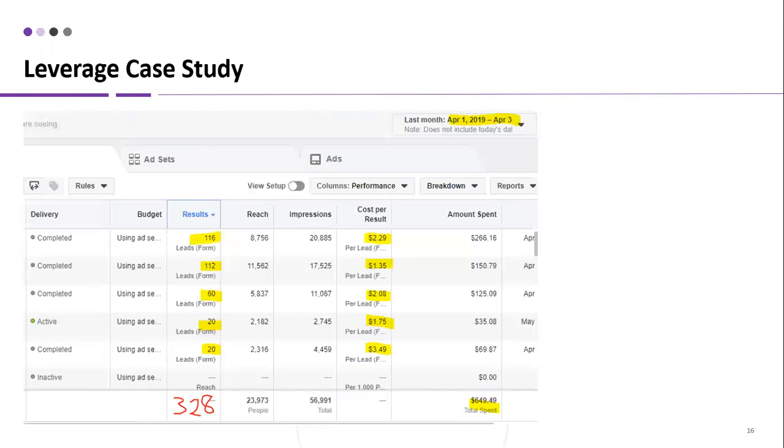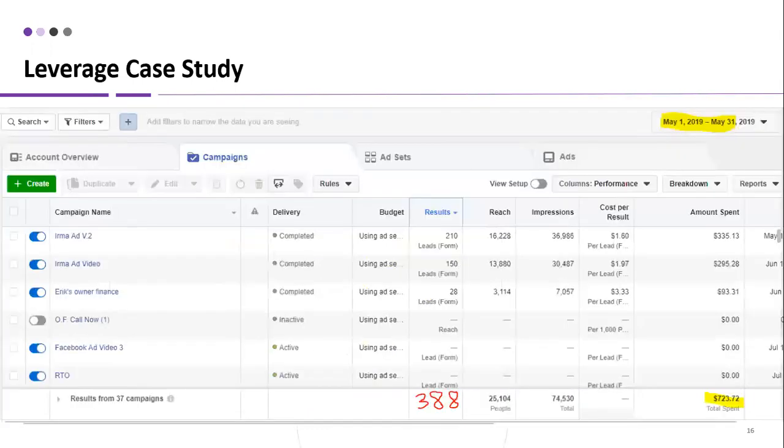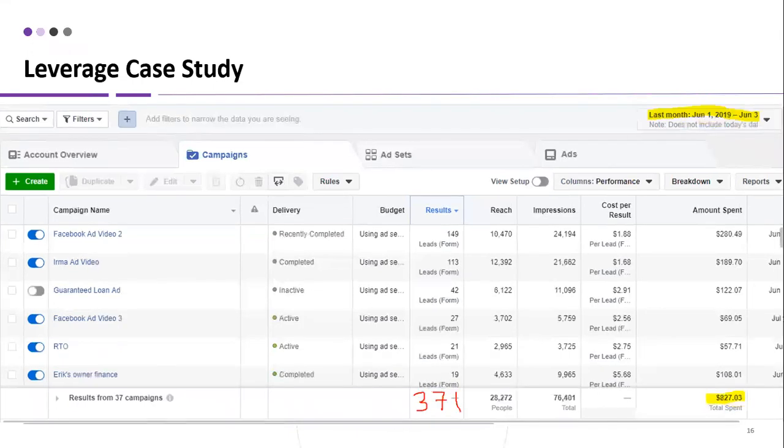And see, the beautiful thing about this is he can set up the ads, let them run, and the ads are doing the heavy lifting for him. He now frees up his time, and that's where the leverage comes in. So here's the next month. This is the month of May, just to show you it's not an isolated incident. In this month, he generated 388 leads and spent $723 for that outcome. So again, just under $2 per lead. Then last month, in the month of June, 371 leads at a cost of $827.